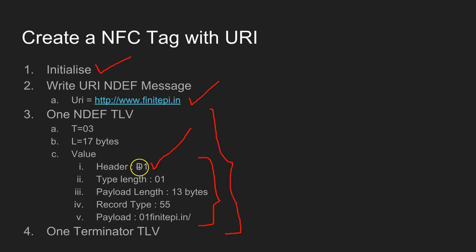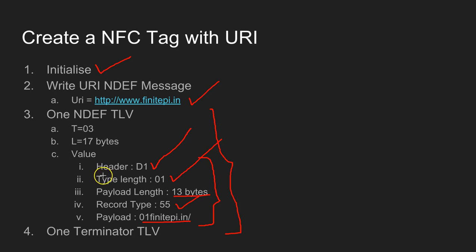So put in simple words, this tells that there's only one NDEF message. This is start and end, and the type length is 1 byte long with the value 01. The payload length, payload is the actual URL, which is 13 bytes. The record type is 55, and the actual URL is stored in the payload.